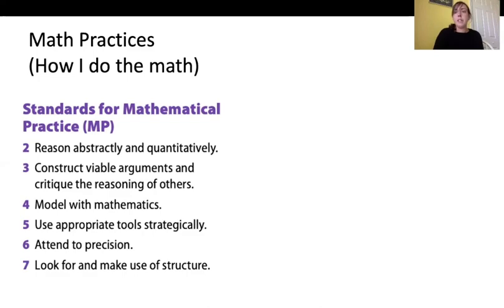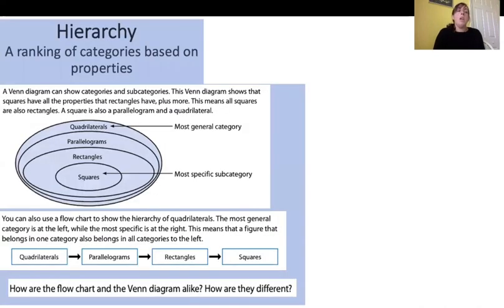All right, so let's get into some of those definitions that we were talking about. If I look at hierarchy, the actual definition says a ranking of categories based on properties, okay? So you're kind of ranking things. When I think about ranking things, I think about, hey, this is the best to worst. But here we're actually thinking this is the most general, which means it covers more things, to the most specific, okay? So we do that in a variety of ways.